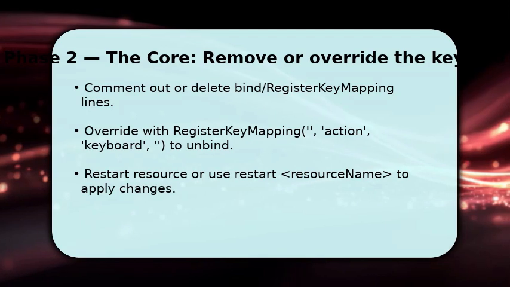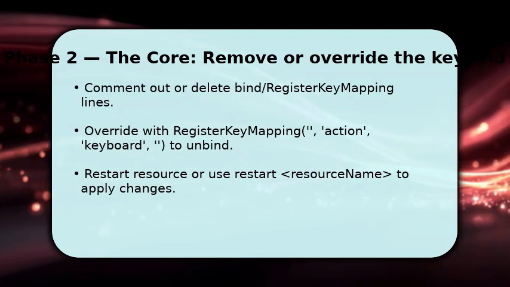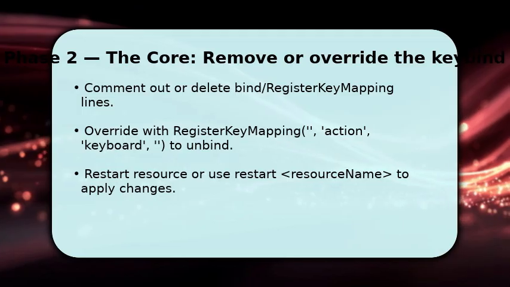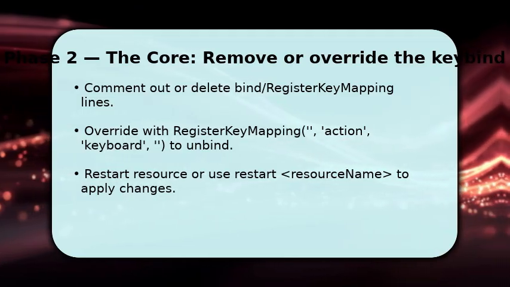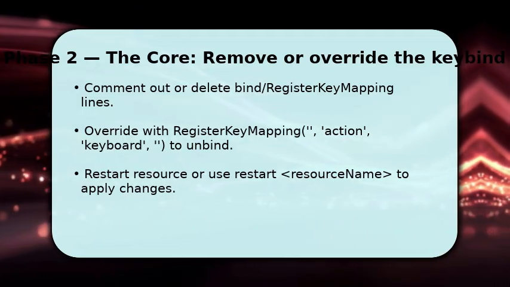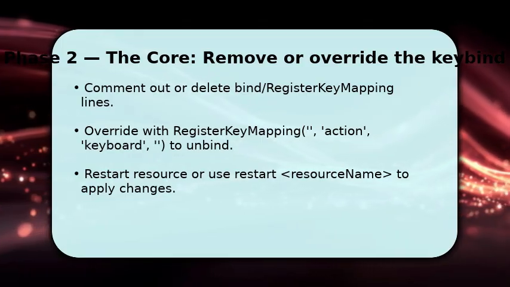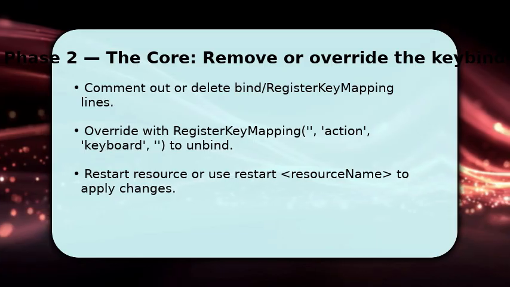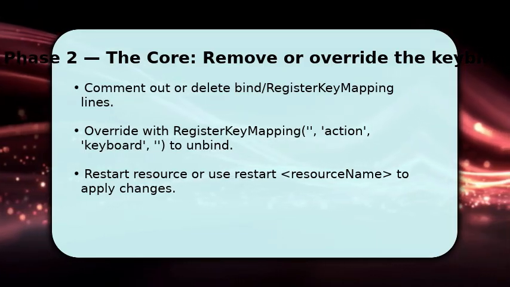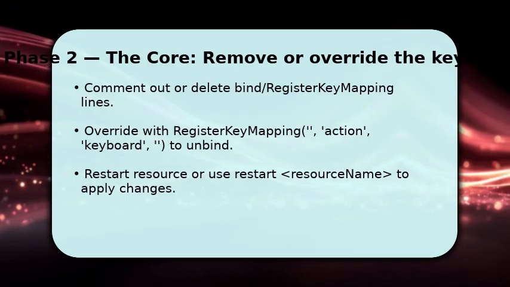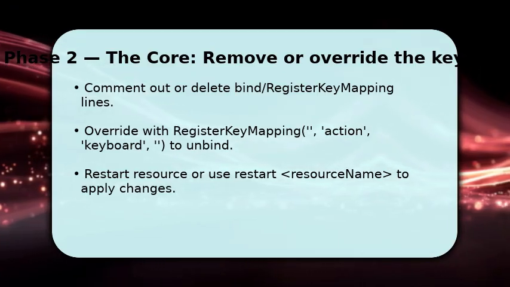Now you act. Comment out or delete the bind or register key mapping line to remove the association. Alternatively, override it by calling register key mapping with an empty key string so the action remains but no key is assigned. Save the file, then restart the resource in the server console or use the in-game restart command.